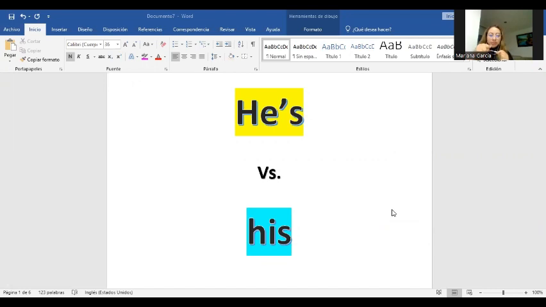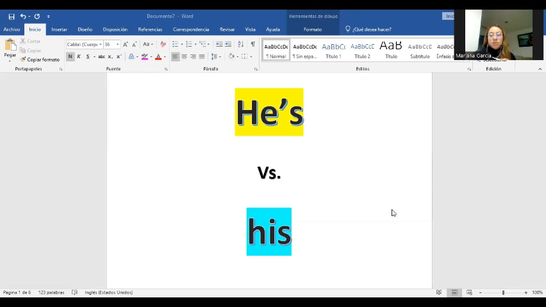Why? Because the first, the yellow one, is the short form or the contraction of "he is" or "he has". You normally say "he is", but in the more informal way, you say "he's". For example, in this case, you can say, "Don't be scared. He's very friendly." We are talking about how he's feeling.